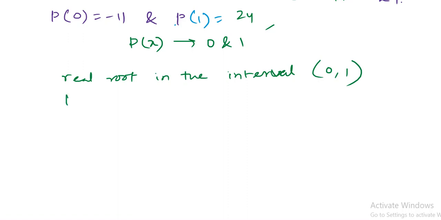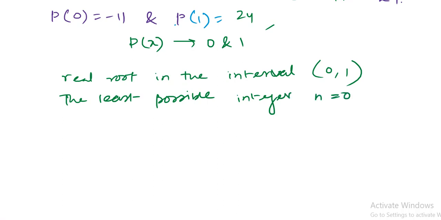The least possible n is 0. The reason is justified by the intermediate value theorem, so the correct option is 0, 3 here. Okay, so 0, 3 is the correct answer here. In question number 5, the correct answer is 0, 3.